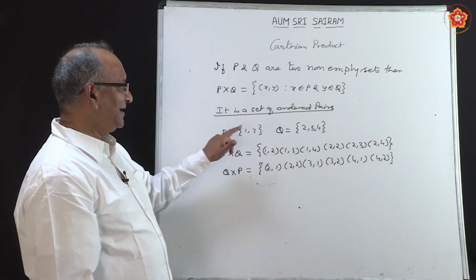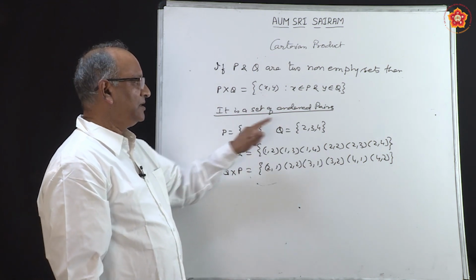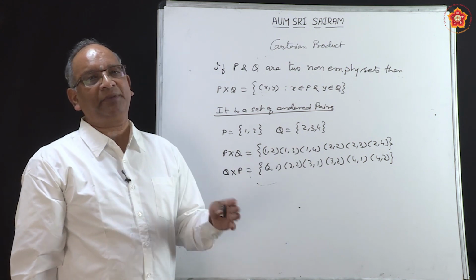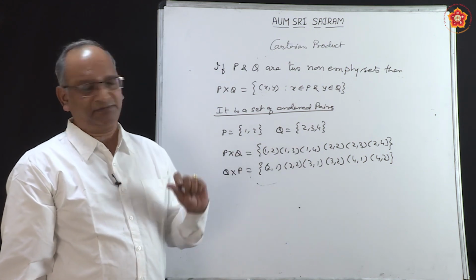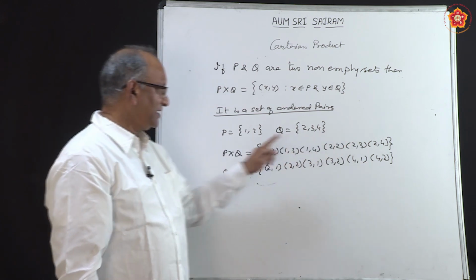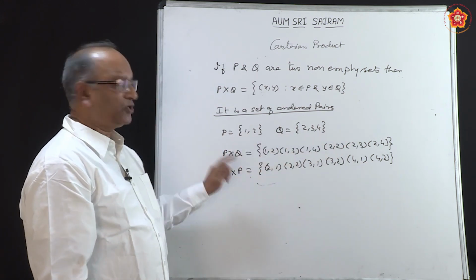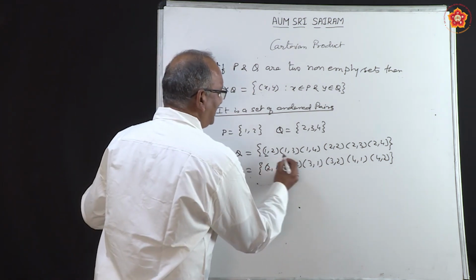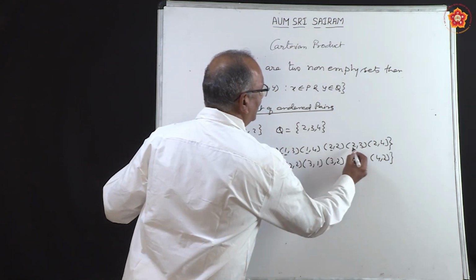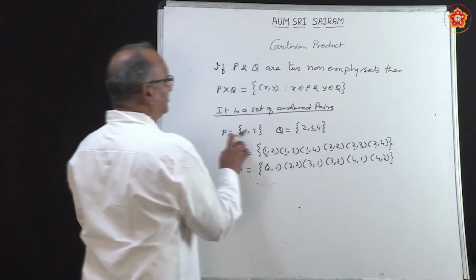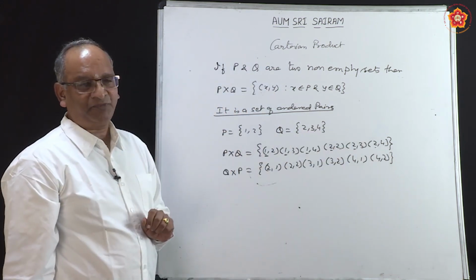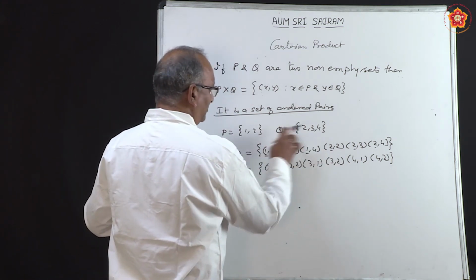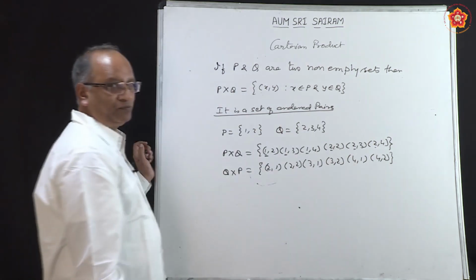For example, if set P has got 2 elements and Q has got 3 elements, the number of ordered pairs is going to be 2 into 3 equal to 6. So, we wrote all the 6 ordered pairs when we took P cross Q as well as Q cross P. In P cross Q, if you observe the first elements of each pair, they are nothing but 1 and 2, which are the elements of P. Whereas, the second elements are 2, 3, 4, they are from the second set Q.